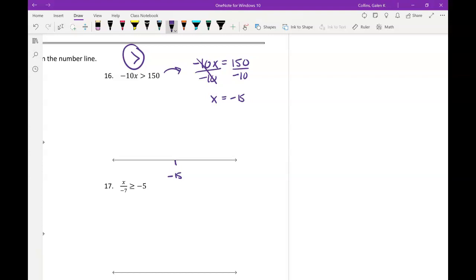So how about I try 0 first? 0 is my favorite point to test. 0 is to the right of -15. So if I do -10 times 0, I get 0, and that number is not greater than 150.